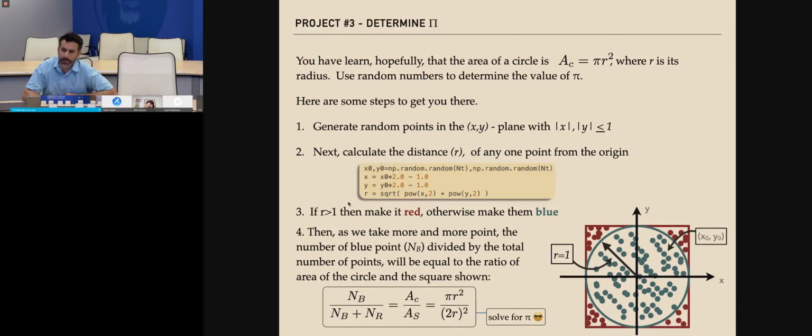So you take x squared plus y squared, and you take the square root. Okay? And so then the next tricky thing is that if r is greater than 1, we're going to label it as red. If it's less than 1, it's going to be blue. Okay? And like I said, the equality doesn't really matter here. You can say greater than or equal is going to be red, or less than or equal is going to be blue. Whatever you want. It doesn't matter. And then you're going to use this formula, which we just calculated. And so you're going to calculate these numbers and then solve for pi.